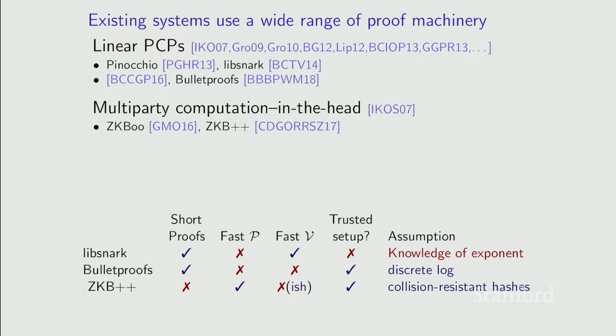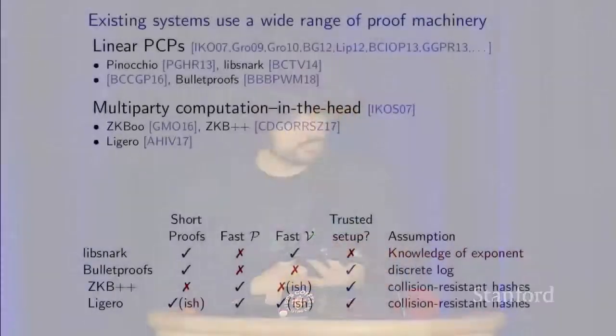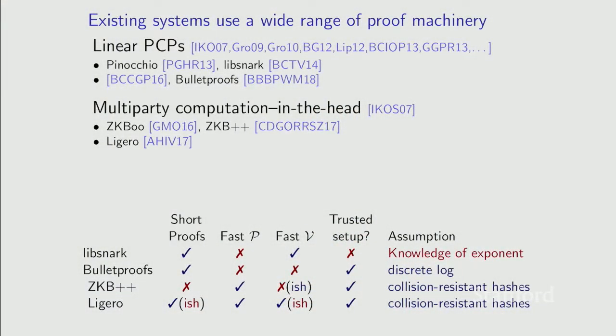What does that mean? Well, the asymptotics aren't great, and they kick in even for moderately sized problems. So for very small computations, these are blindingly fast. But for bigger computations, maybe think again. So more recently, Ligero improves on the approach from zkBoo and zkB++, and it uses some different complexity theoretic objects to give shorter proofs and faster verification. I still say ish here because compared to libsnark and bullet proofs, the proofs are still longer. And compared to libsnark, the verifying is still much slower.